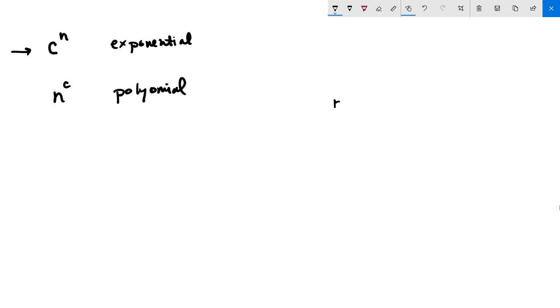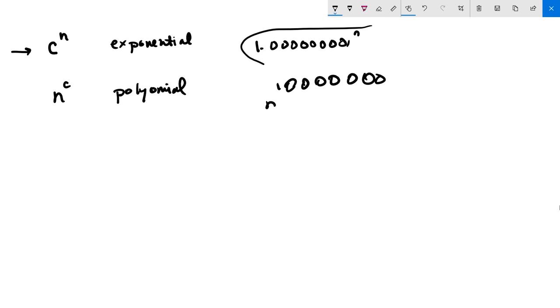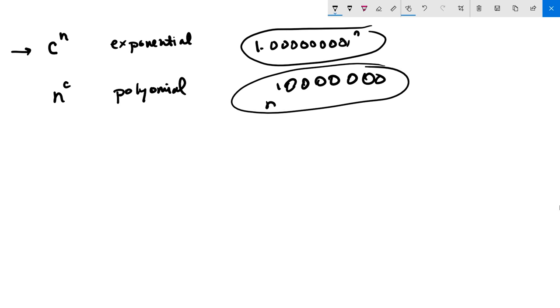But like, 1.0000001 to the nth still grows faster than n to any power in the long run. It might take a while to catch up. But this exponential with a tiny base grows faster than this polynomial with a gigantic exponent. So you just have to know exponentials always grow faster than polynomials as long as that base is greater than 1. Okay?